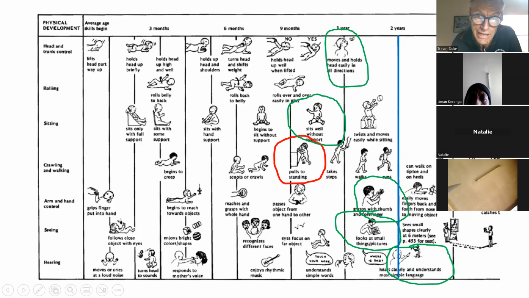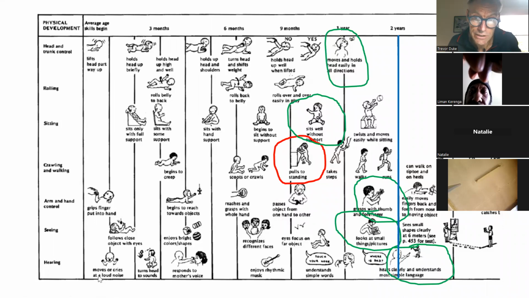He could pull himself to standing, but again, this is quite delayed for a child of 2.5 years of age. He could grasp with his thumb and forefinger. He had good fine motor control, and he looked around at things. He was quite alert, and he was able to understand simple language.